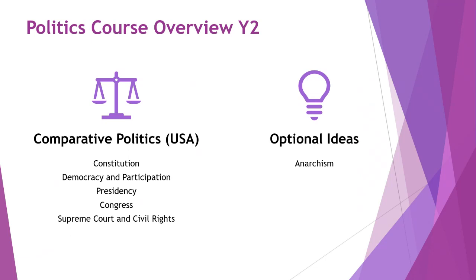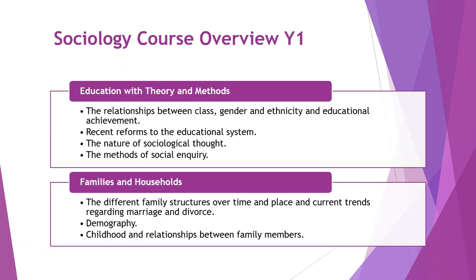The last part of the course that we look at is an optional section of ideas about anarchism, which rejects the idea that there should be rulers making decisions on our behalf. So that's a very different approach to looking at how the world should work, and students usually find that incredibly interesting. I'm going to pass you over to Peter now for the sociology overview. Thank you, Julie. Good evening again.